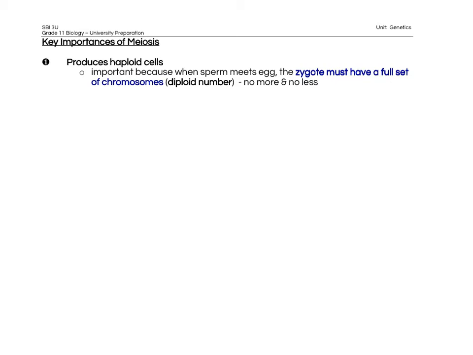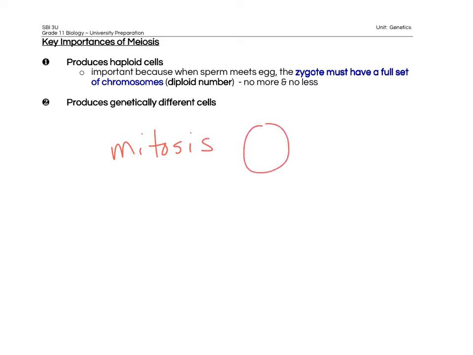Now, the second point I'm hoping you're able to see from your study of meiosis 1, which is that it produces genetically different cells. Whereas mitosis will produce two daughter cells that are genetically identical to the parent. In other words, in mitosis, you start with a parent cell and then you produce two daughter cells that are genetically identical.